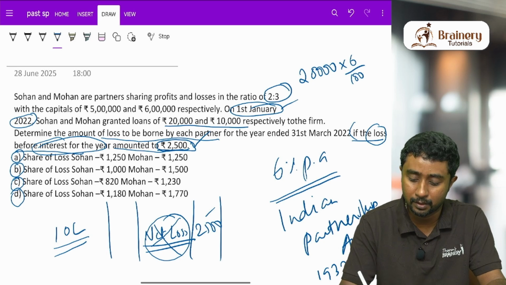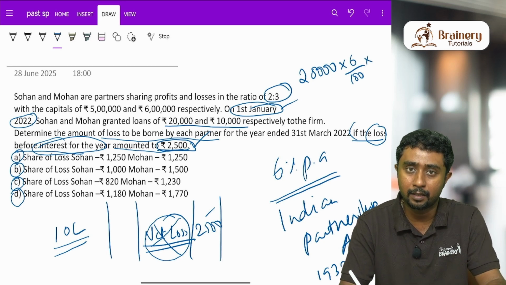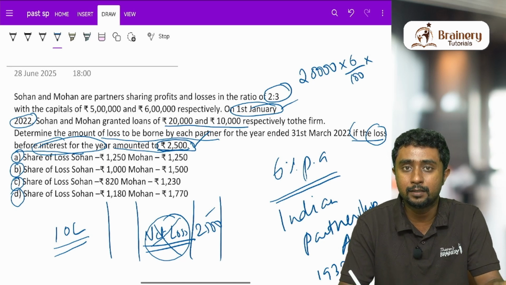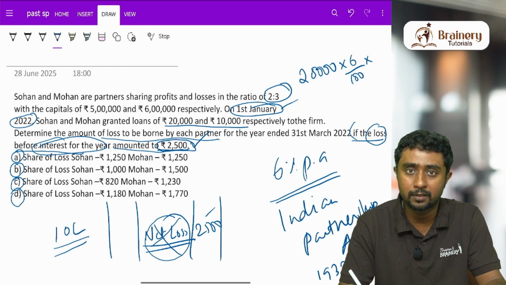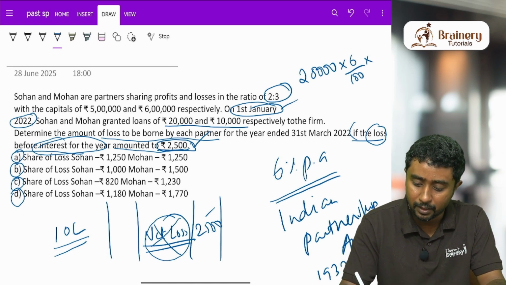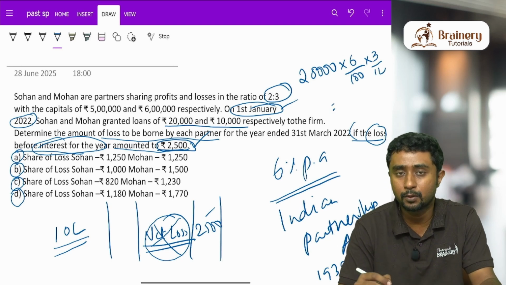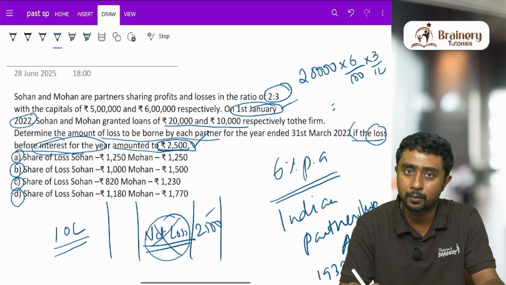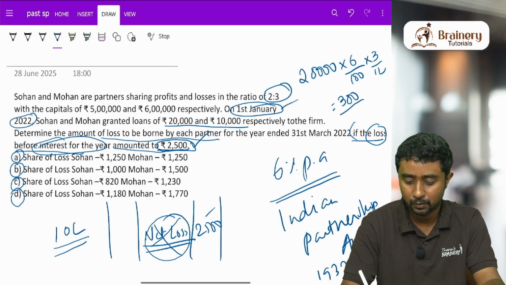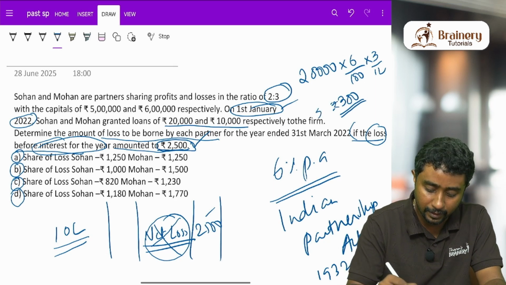obviously 1,200. But the problem is that time matters again. On 1st January they gave the loan, so from 1st January till the end of the year only you have to calculate it. Which date does the year end? Obviously 31st March. So from 1st January till 31st March, how many months? 3 out of 12. 1,200 is one year's interest. 3 by 12, how much will you get? Obviously 300. So the first person's interest is 300. This much we have to pay to him. Again, the second person.